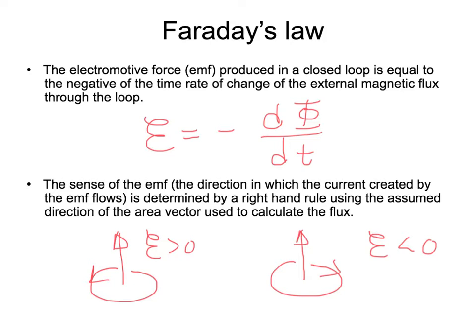Now the next part of Faraday's law has to do with the sense of the EMF, and that implies the direction in which the current would flow. The current that is created, the induced current, which direction does it flow? That's determined by the sign of the EMF and using a right-hand rule. So basically, when the A vector is pointing up, as in both of these cases, for a positive EMF, the current flows this way, which is given by the right-hand rule. For a negative EMF, it would flow in the opposite direction.